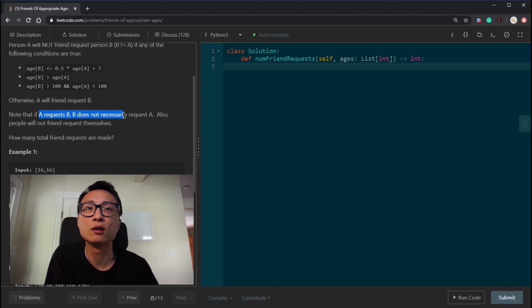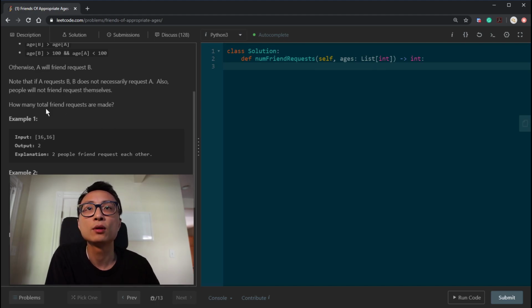The friend requests are directional. It doesn't have to be that if A requests B, B necessarily requests back. And people will not friend request themselves. Okay, makes sense. So what we need to do is count the total number of friend requests in there.